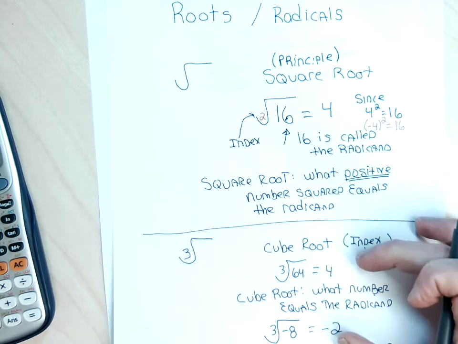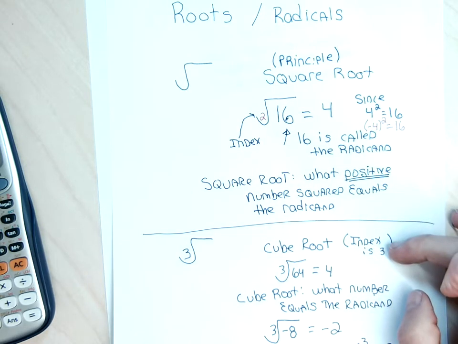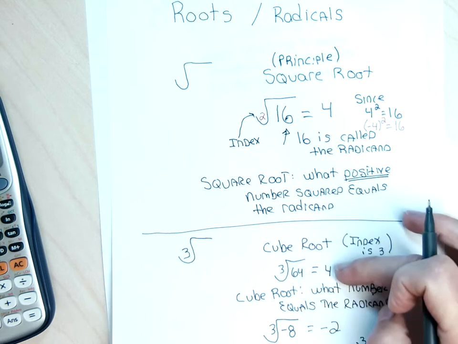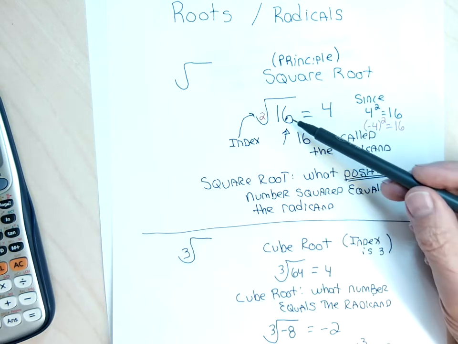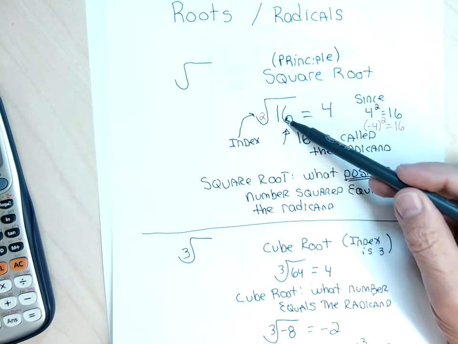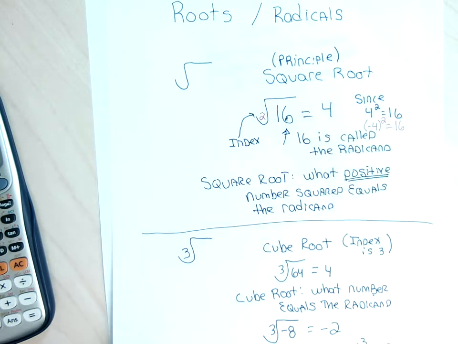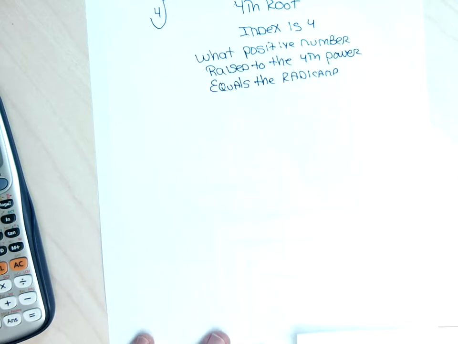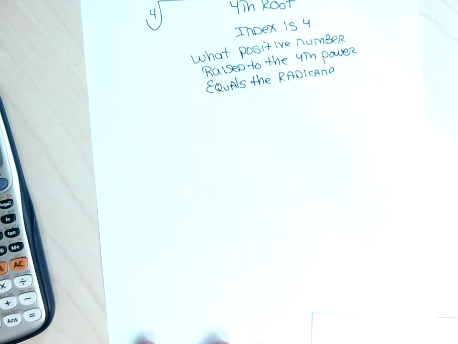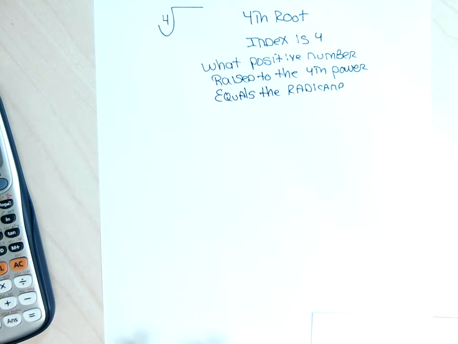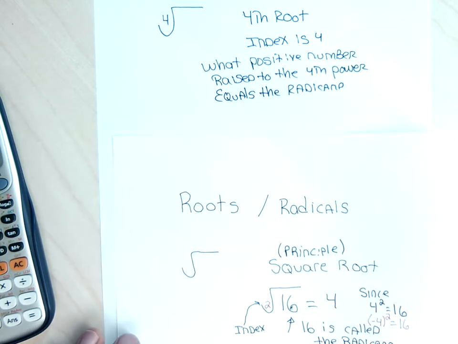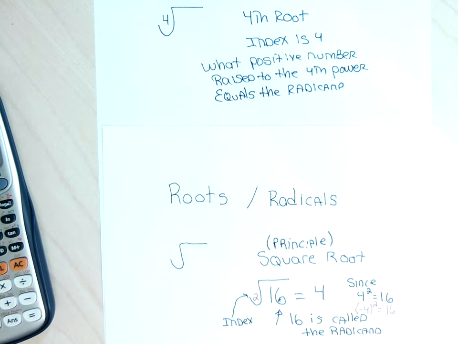So for a cube root or any odd index, the cube root of a positive number is a positive number, the cube root of a negative number is a negative number. And with an even index, the square root of a positive number is a positive number. The fourth root of a positive number is going to be a positive number. And we're not going to talk about fourth roots and square roots of negative numbers until later in the chapter. Actually, we'll talk about square roots of negatives, not even fourth roots of negatives. We'll hold off on those for now.